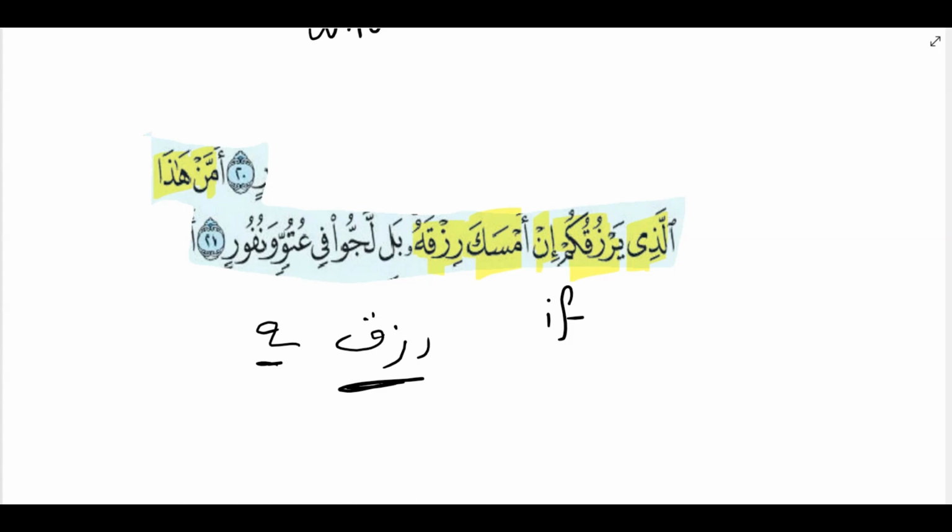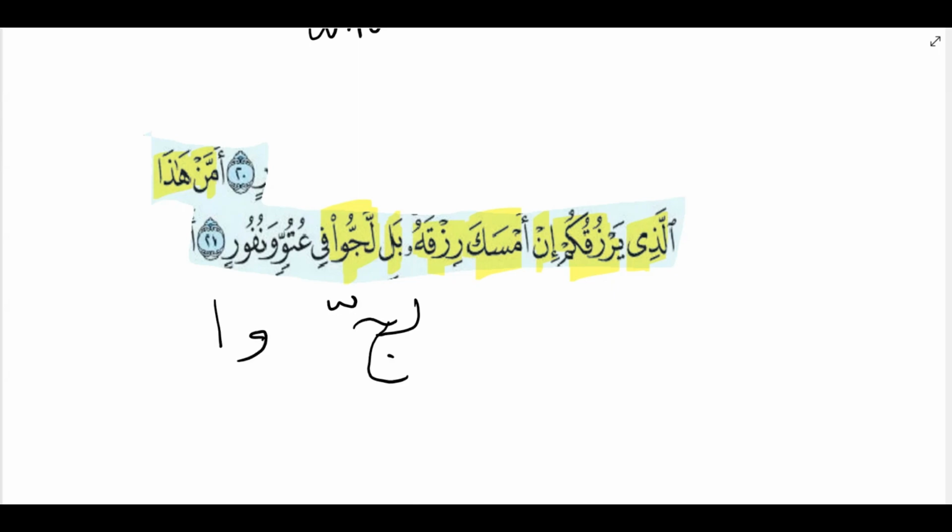Or who is he, the one who is going to provide for you if he holds his provisions? Bal, but rather, lajju. Lajju is a past tense verb, it is lajja, and here the waw and alif indicate you're talking about a group of people, they. So what's the meaning of lajja? Lajja is a past tense. It means to persist with stubbornness, to persevere. So it indicates that they persevered in what? Bal lajju fi, but rather they persisted in arrogance, wa, and nufur. Nufur is aversion from what? From the truth.